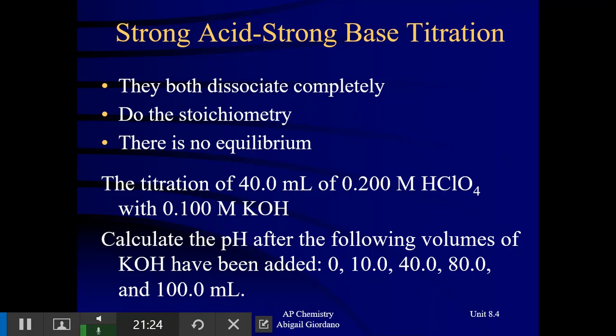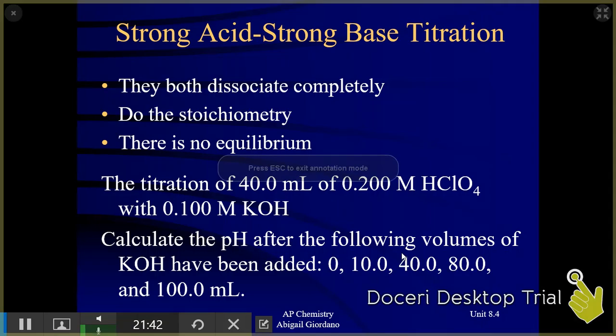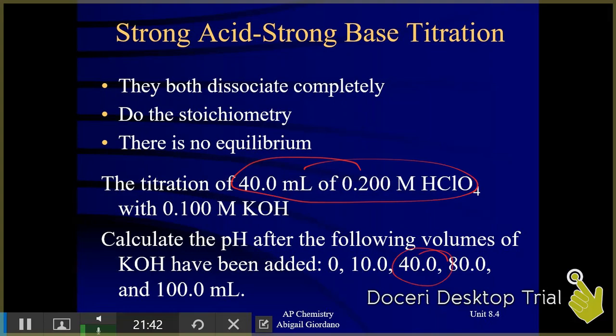It's still going to be H plus OH minus yields water. The amount of the acid is not changing. Think of each one of these additions of base as a separate problem. We have a set amount of acid that's given to us right there, so that's not going to change. The only thing that is going to change is our amount of base.